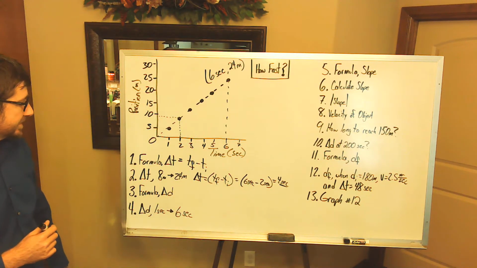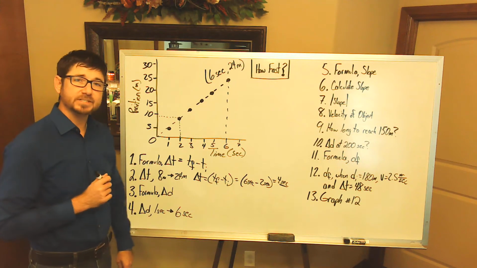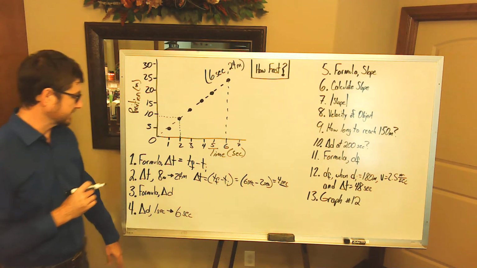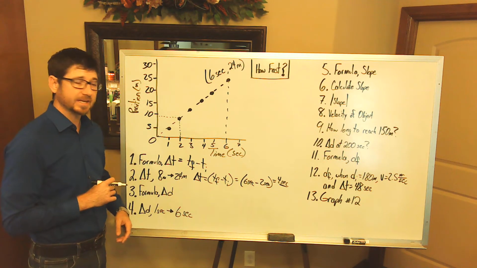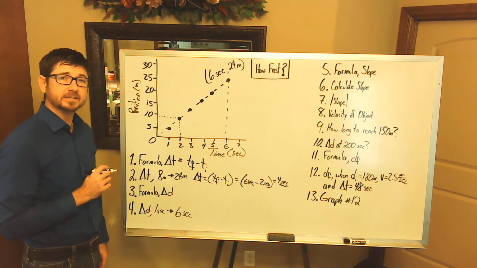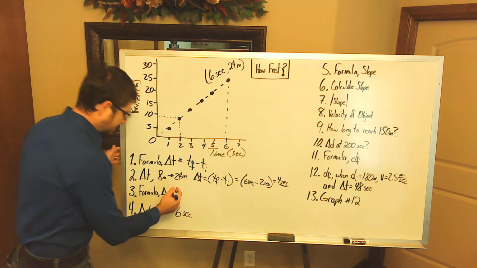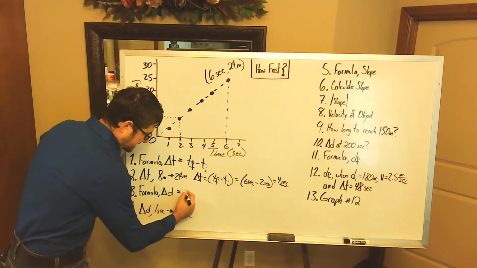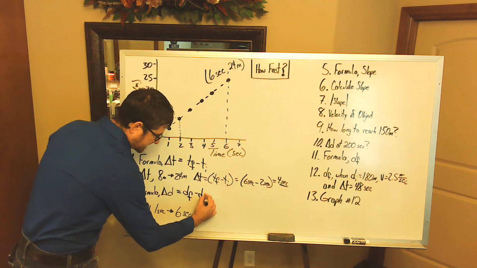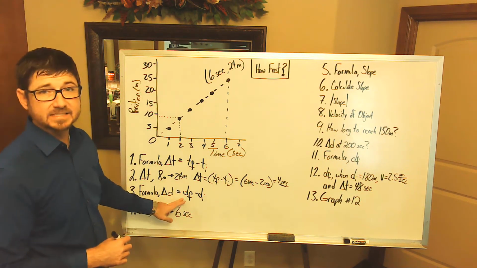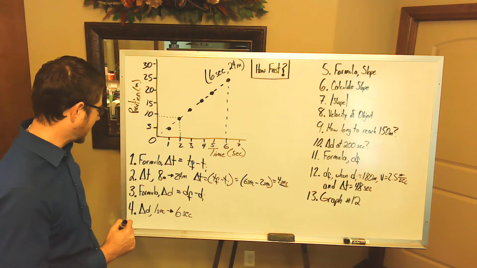Number three, what is the formula for the change in displacement? So remember, we have our Greek letter delta representing change in. Lowercase d, this is displacement. And so delta d is equal to the final position minus the initial position. So d sub f minus d sub i.